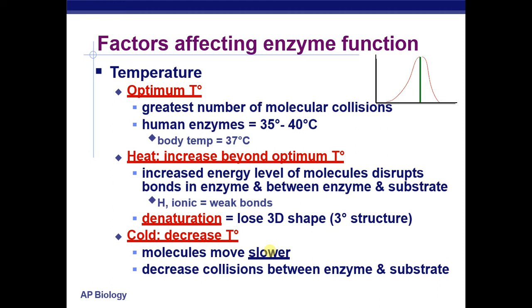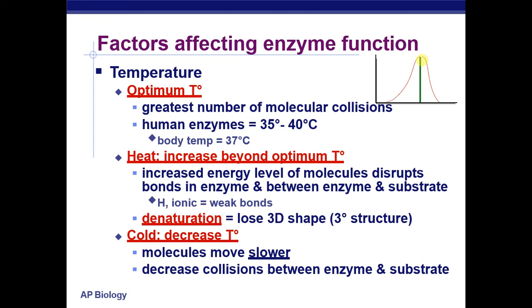So, every enzyme has an optimal temperature, and that's what this green line represents: the peak of this reaction rate. It's when the greatest number of molecular collisions occur. In the human body, most enzymes have an optimal temperature between 35 and 40 degrees centigrade, keeping in mind that about 37 is 98.6, body temperature.